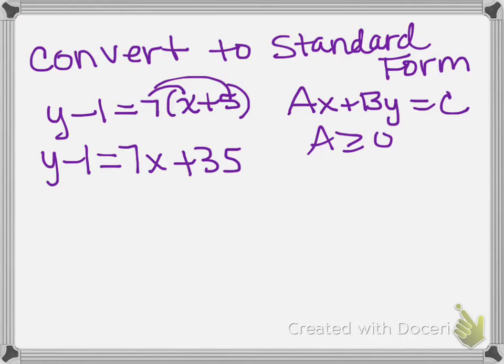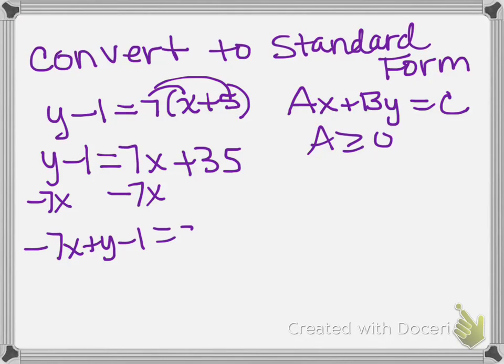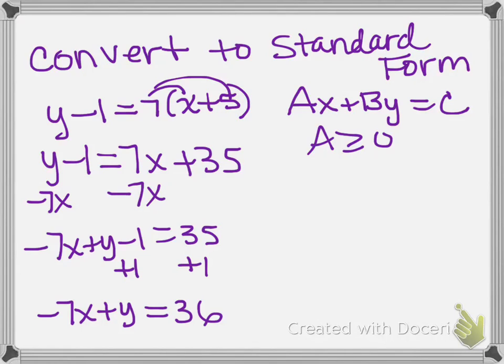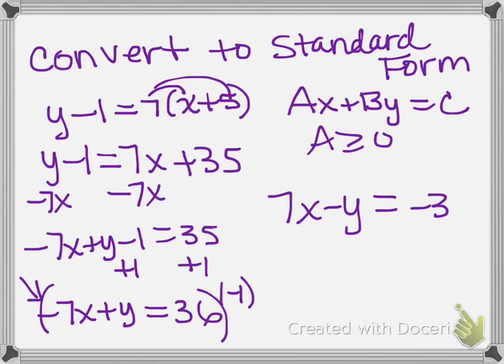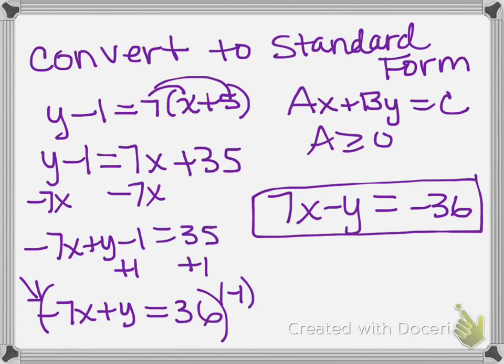I want standard form, so I'm going to subtract 7x because I need to move it to the left. So I have negative 7x plus y minus 1 equals 35. I need to move the 1 to the right, so I add 1 to both sides. So negative 7x plus y equals 36. But the issue is a is negative. So I'm going to multiply everything by a negative 1, which will give me 7x minus y equals negative 36. And that's how I can convert between point slope form and standard form.